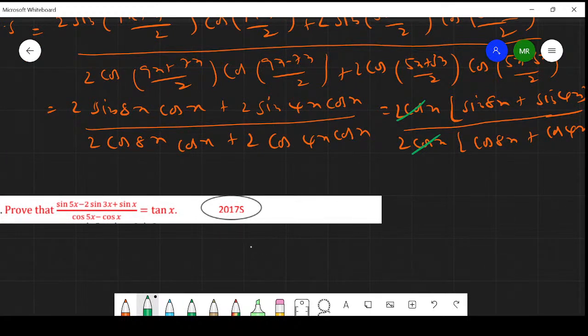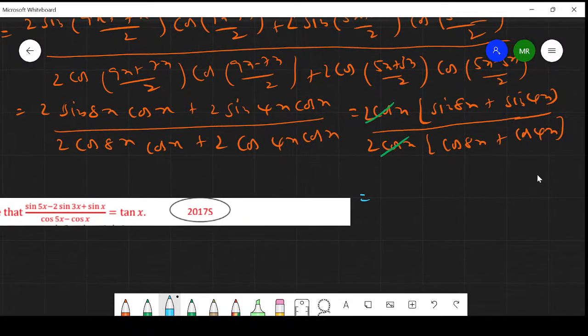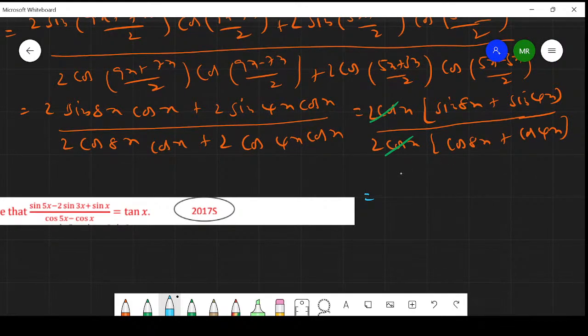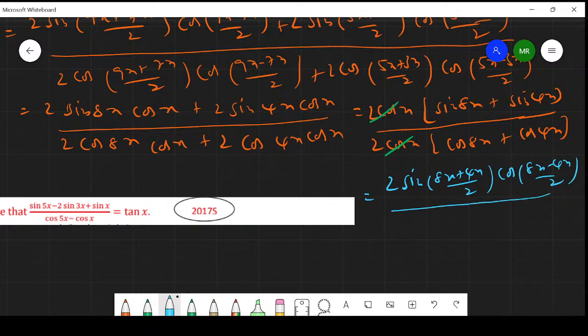Again, apply the formula here. Observe the numerator, sin c plus sin d. What is sin c plus sin d? Sin c plus sin d is 2 sin of (c plus d) by 2, which is (8x plus 4x) by 2, into cos of (c minus d) by 2, which is (8x minus 4x) by 2.